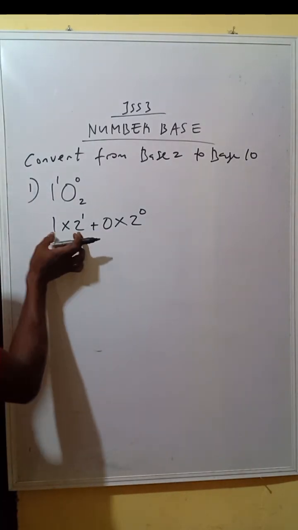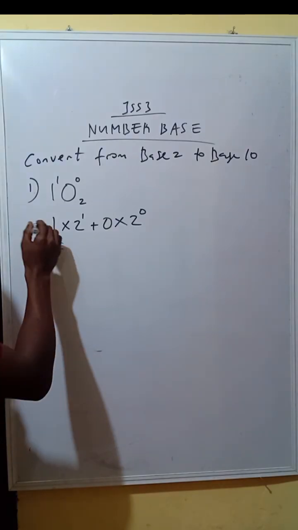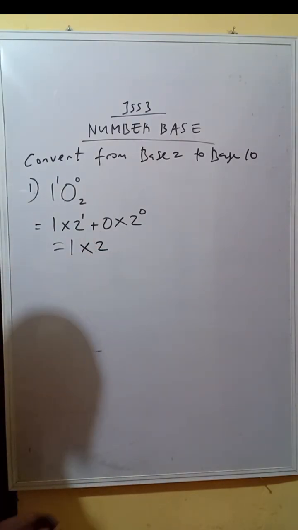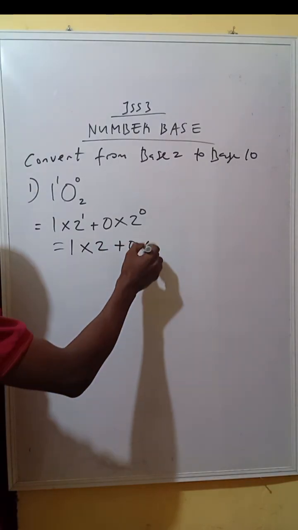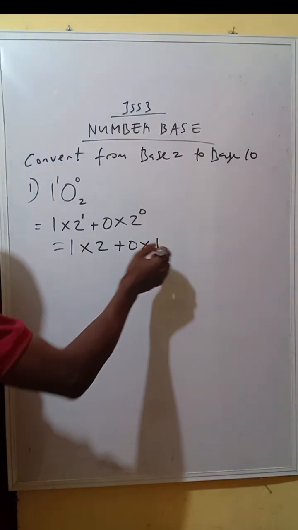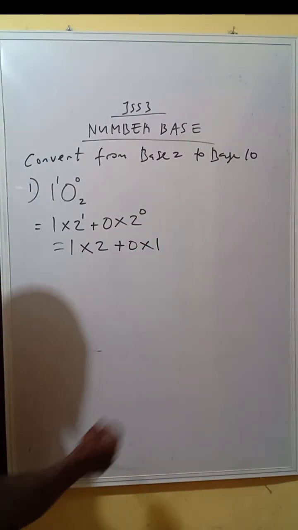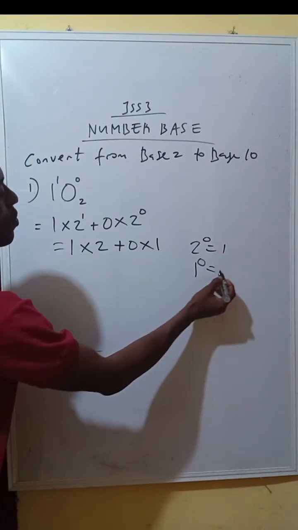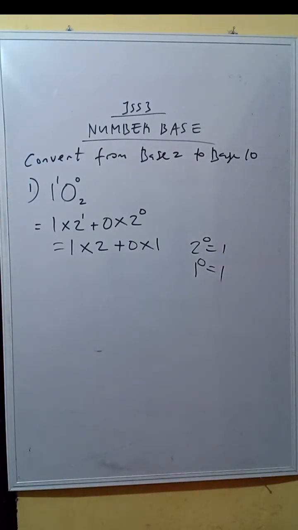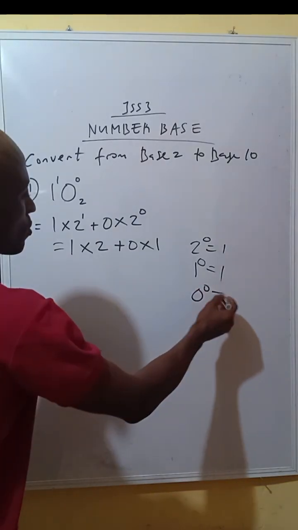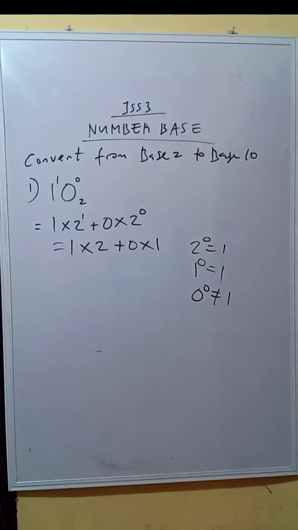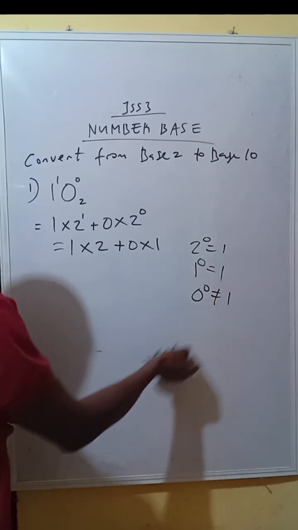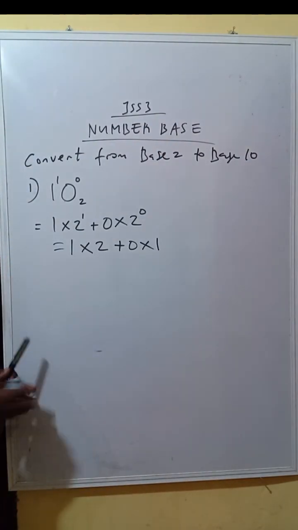We add the total of this and this. So 1 times 2 raised to power 1 is 2, plus 0 times 2 raised to power 0 is 1. Take note that 2 raised to power 0 is 1. 1 raised to power 0 is 1. Any number raised to power 0 is 1, apart from 0; 0 raised to power 0 is not 1. So any non-zero number raised to power 0 is what? 1. So let's get back to this.